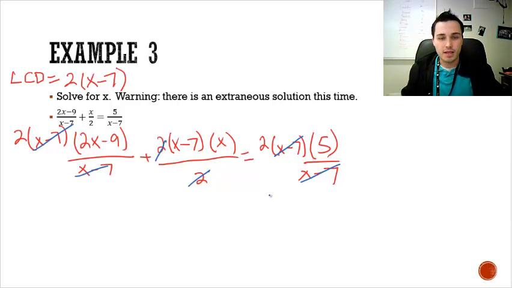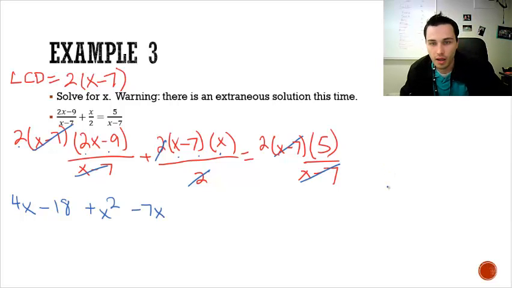Now we can solve this easily. I'm going to distribute this 2 to both of these. 2 times 2x is 4x. 2 times minus 9 is minus 18. I distribute this x to both of these. x times x is x squared. x times minus 7 is minus 7x. And then multiply the 2 times the 5, it equals 10.